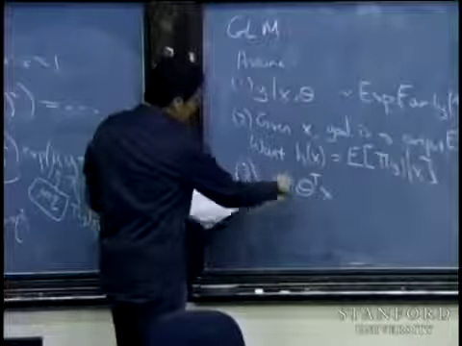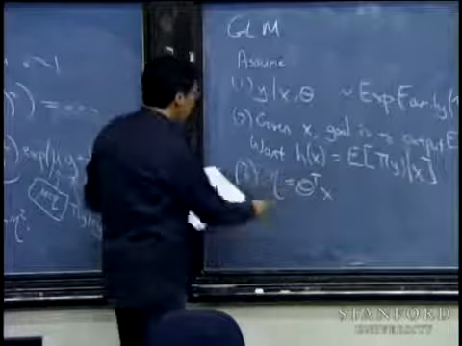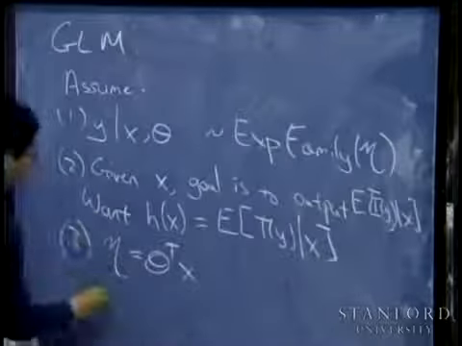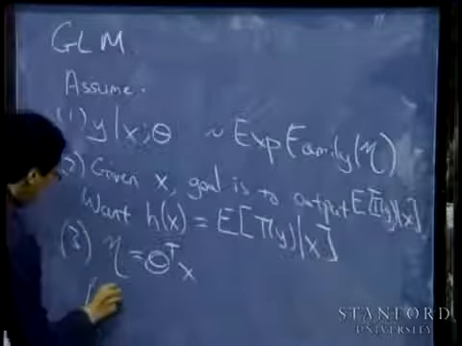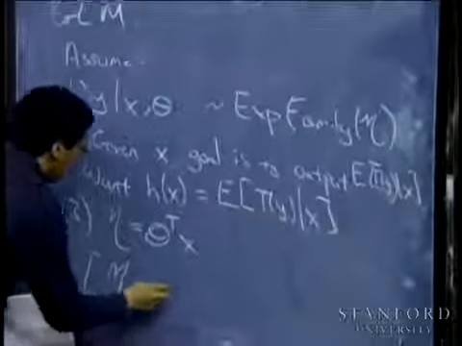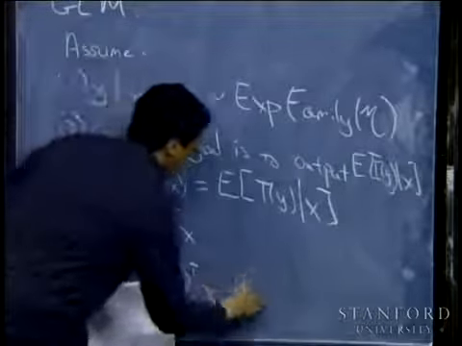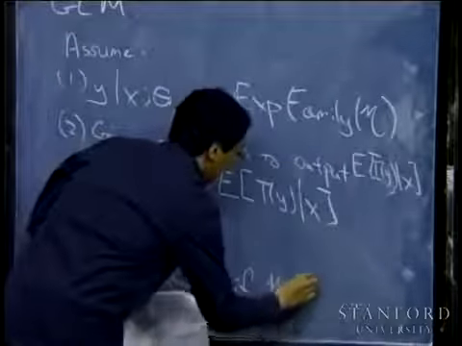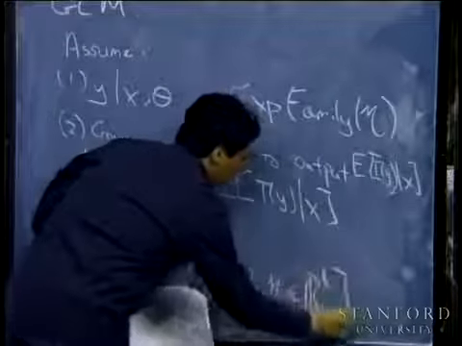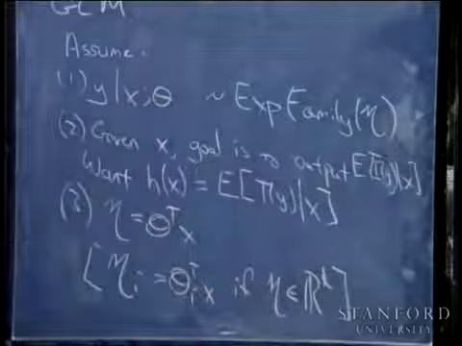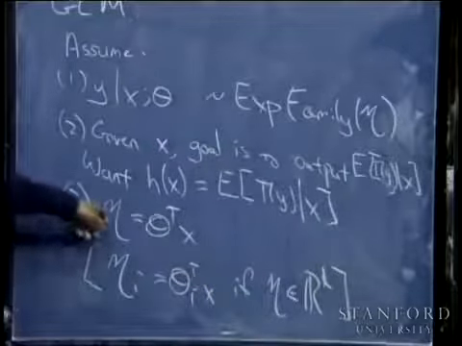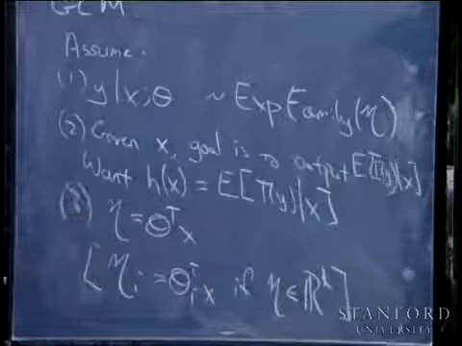Right, eta equals theta transpose x works for the case where eta is a real number. For the more general case, we would have eta_i equals theta_i transpose x, if eta is a vector rather than a real number. But again, in most of the examples, eta would just be a real number.